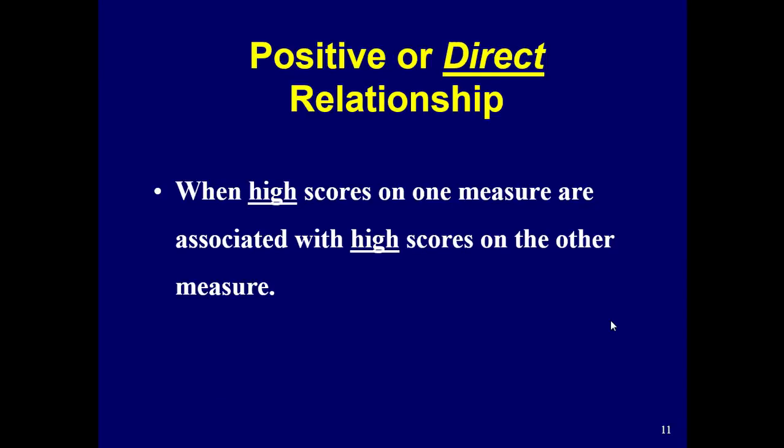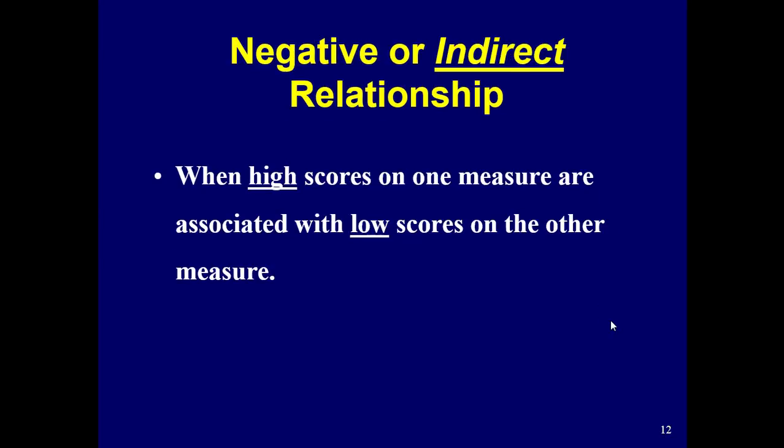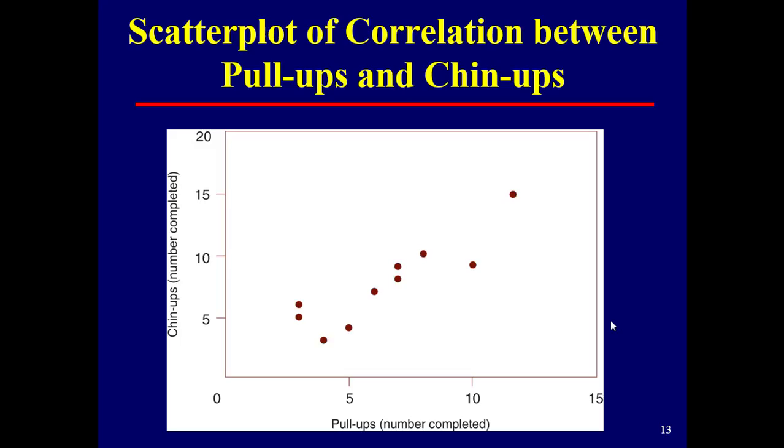So a positive or direct relationship is when high scores on one measure are associated with high scores on the other measure. And a negative or indirect relationship is when high scores on one measure are associated with low scores on the other measure. So what's the nature of this relationship? I hope all of you can see that this is a direct or positive relationship between pull-ups and chin-ups, as would be expected. The more pull-ups that you're able to do on the x-axis, the greater the number of chin-ups you're also able to complete.